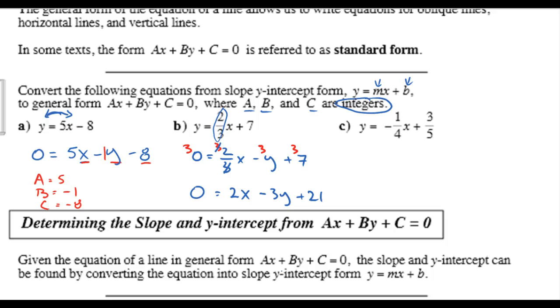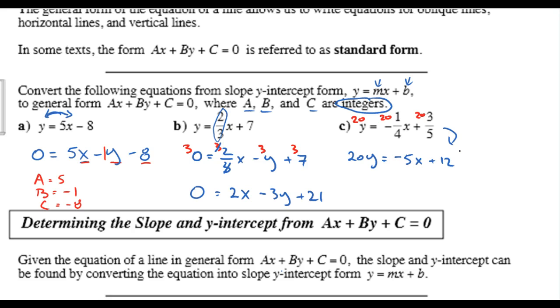Okay, last one here. So let's go ahead and do the same thing. The first thing I'm going to do here is get rid of the 4 and the 5. So I'm going to find our lowest common multiple here, and that's going to be 20. So I'm going to multiply everything by 20, and that'll help me get rid of those denominators. So in this case, I have 20y equals -5x plus 12. And if you're not really sure how I got this, you need to do some review when you're solving equations in your algebra.